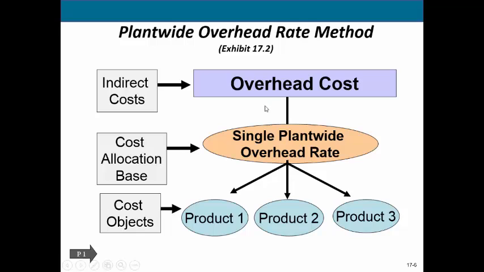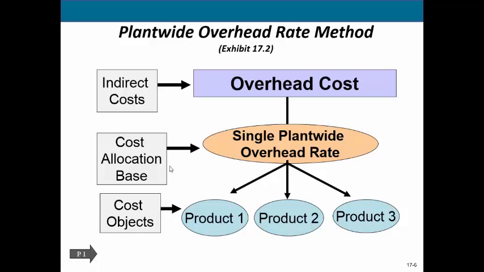And then we have to come up with a cost allocation base. So once we have our cost, we have to figure out how is it that we are going to divide up our cost amongst our various products. And we do that by using what we call an allocation base. So an example of an allocation base might be that we will apply our costs based on the number of labor hours that each product uses.